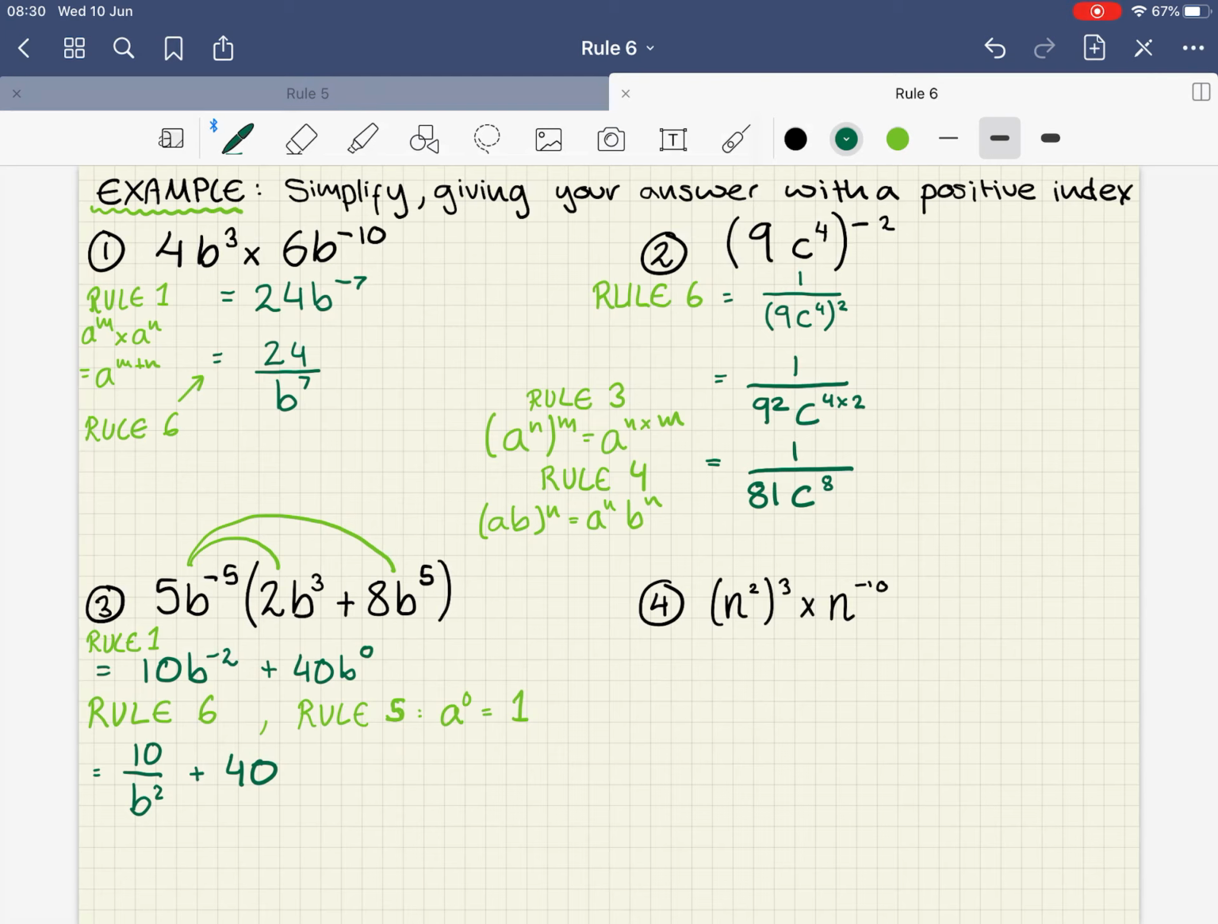And then question 4 here. So question 4, firstly, I've got my rule 3 occurring with this bracket here, so that n squared to the power of 3. So I'm going to use my rule 3 first to just neaten that up. So I'm going to have n and then 2 times 3, which is going to give me 6. So remember, multiplying the powers here. 2 times 3 gives me 6.